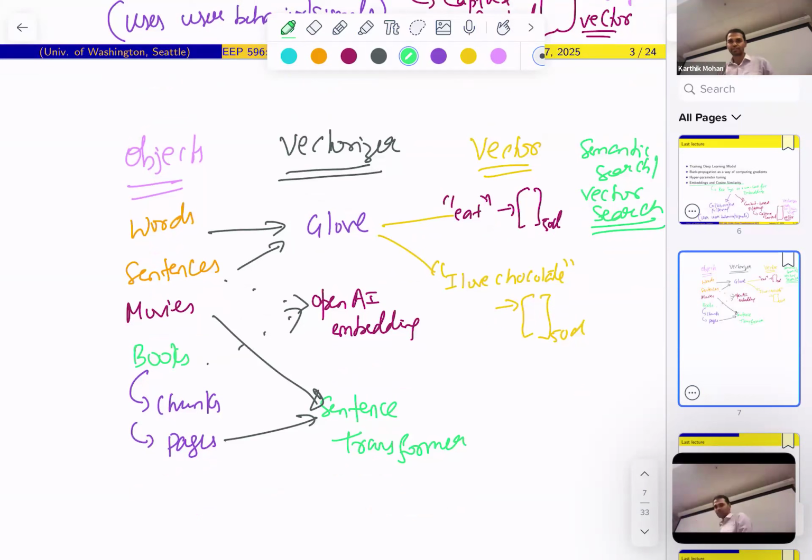Let me just close this tab. Might increase the screen space. Then, okay, it's better. Right.